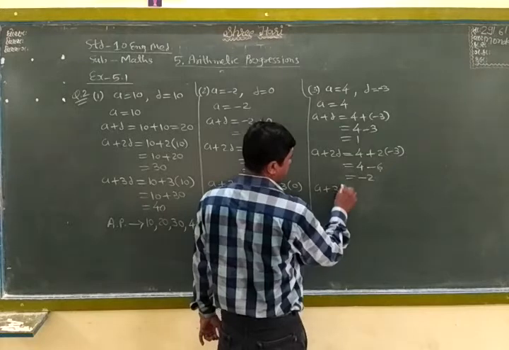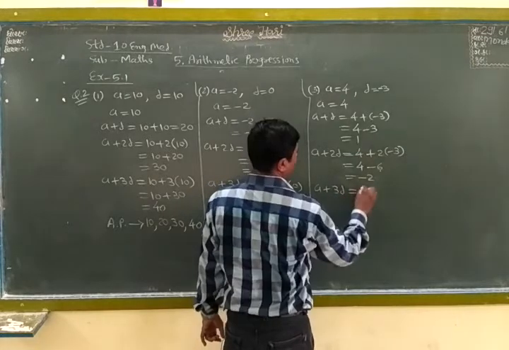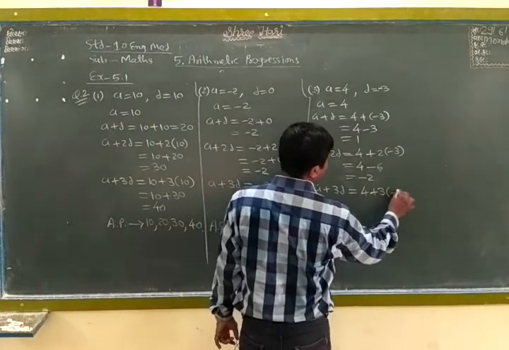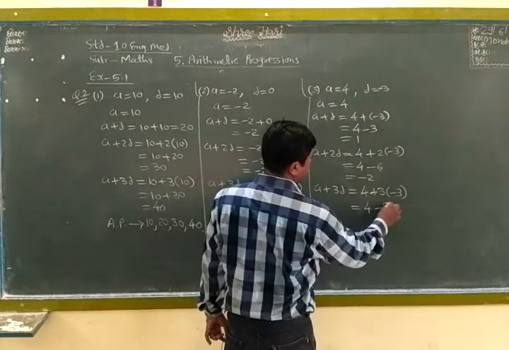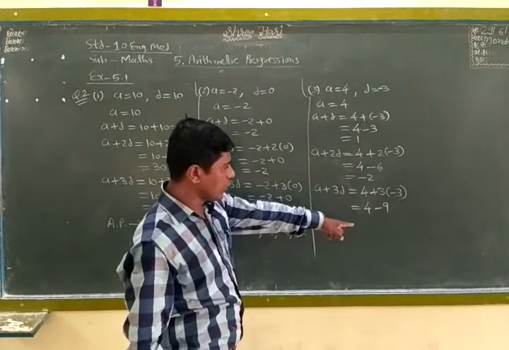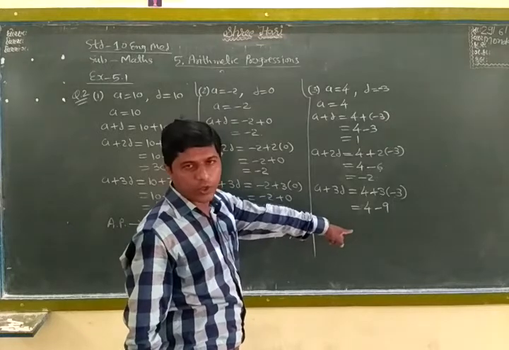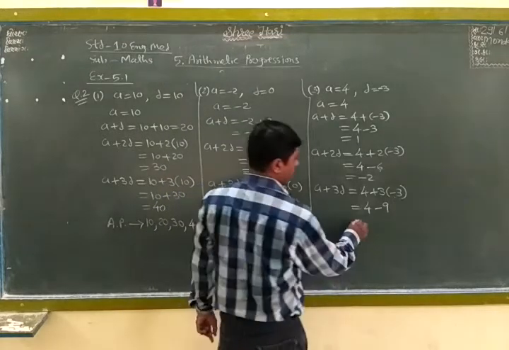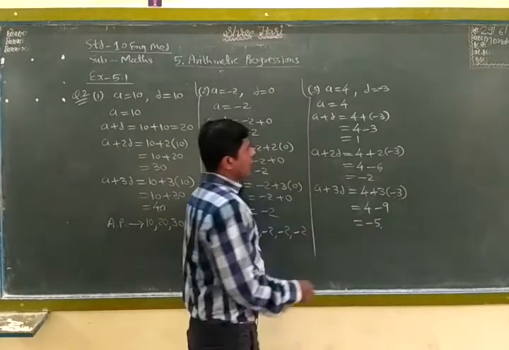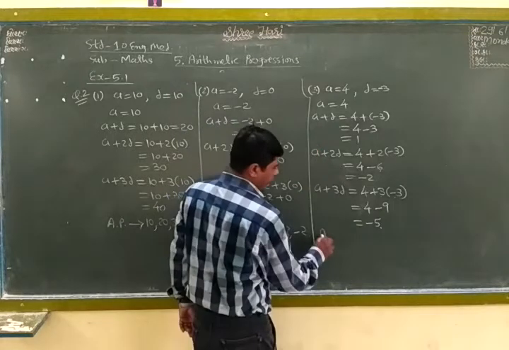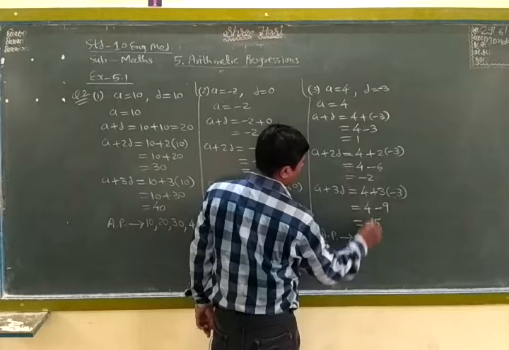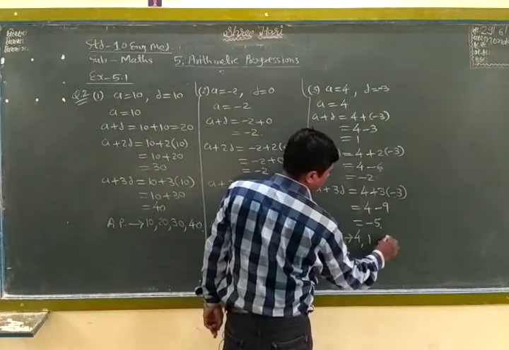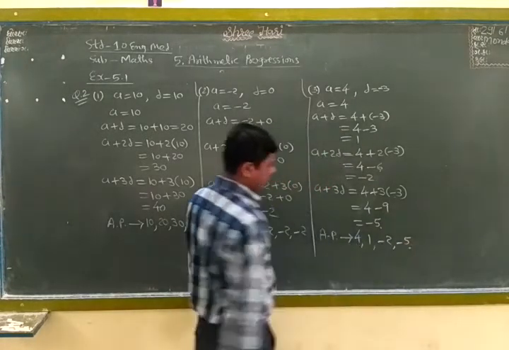A plus 3D, A value 4, D value minus 3, 4 plus 3 times minus 3 is minus 9. 4 minus 9 is not possible, but 9 minus 4 is possible, so we get 5, but with the bigger number's sign, minus 5. So the four terms of the arithmetic progression are 4, 1, minus 2 and minus 5.